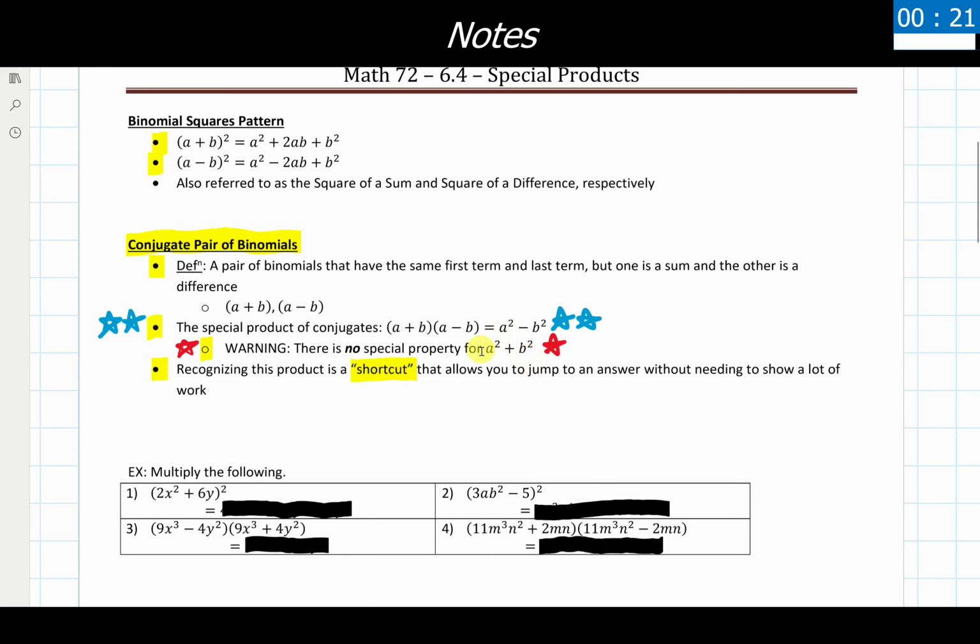We can have this show up as a final answer, but there's no universal rule that when you see this, you always get to this answer, or anything along those lines. So let's take a look at our 4 examples that we have listed down here and see how we can apply these shortcuts to get to our final answers.